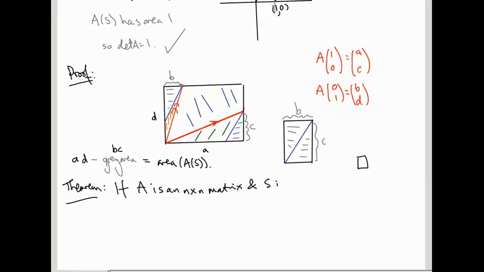and S is the unit cube in Rn, whereby I mean you go one unit in every direction from the origin and you join all that up to make a cube, like an n-dimensional cube, then the determinant of A, or the absolute value of the determinant of A, is the volume of AS.